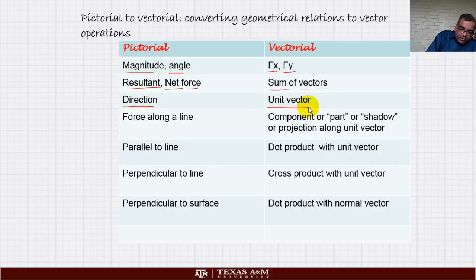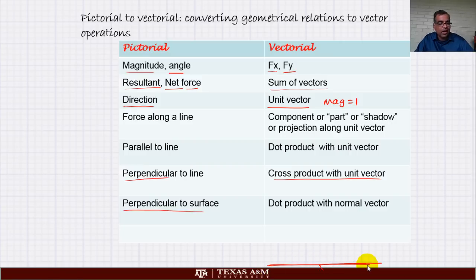In the pictorial side, we will talk about directions. On the vectorial side, it's a unit vector. Unit vector means vector of unit magnitude. Okay? On the pictorial side, you might talk about force along a line or force parallel to a line. On the vectorial side, it is called component along unit vector or dot product with unit vector. On the pictorial side, you might talk about perpendicular to a line. On the vectorial side, you will talk about cross product with unit vector. On the pictorial side, you might talk about perpendicular to a surface. On the vectorial side, you talk about dot product with normal vector.